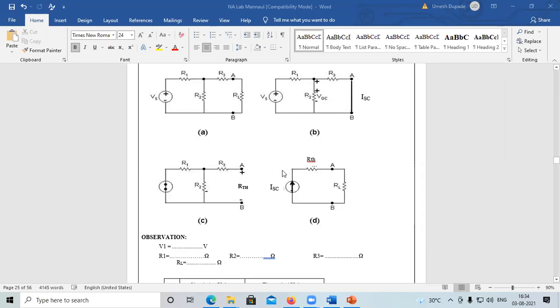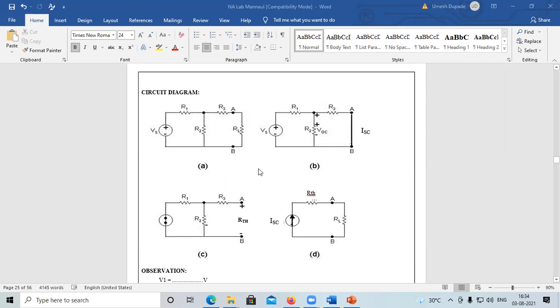Now see, the circuit diagram is a similar circuit diagram. Just we want to represent the value of voltage, resistor R1, resistor R2, resistor R3 and resistor Rn.